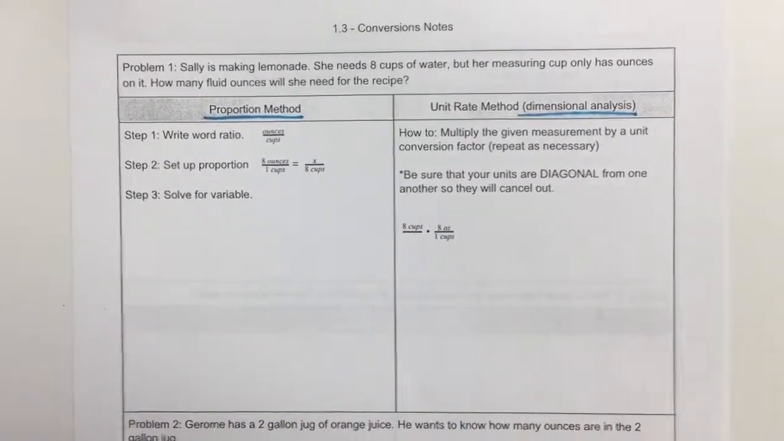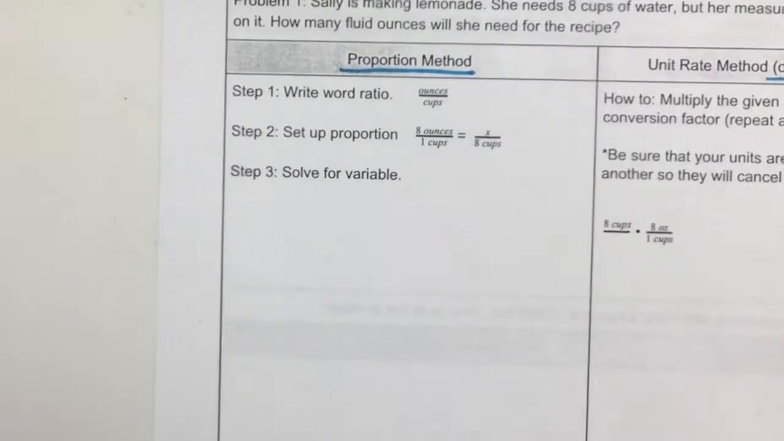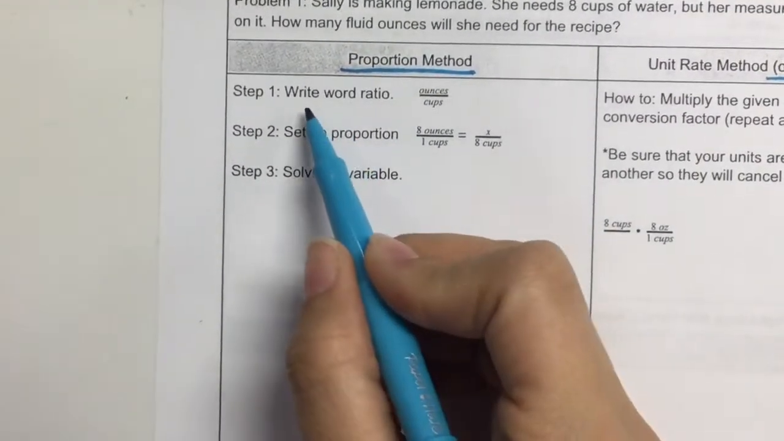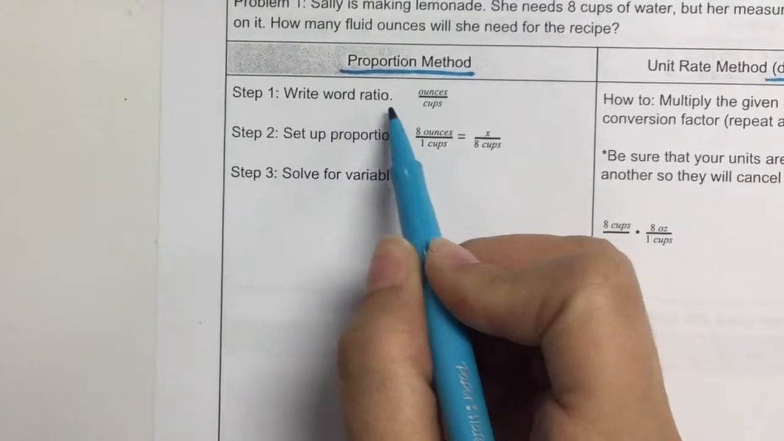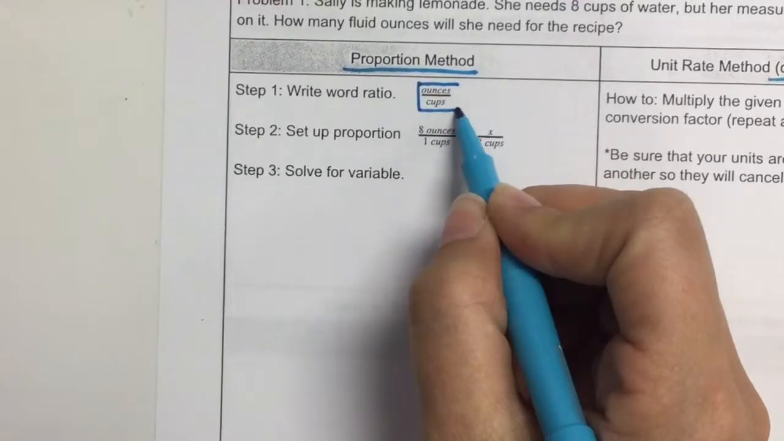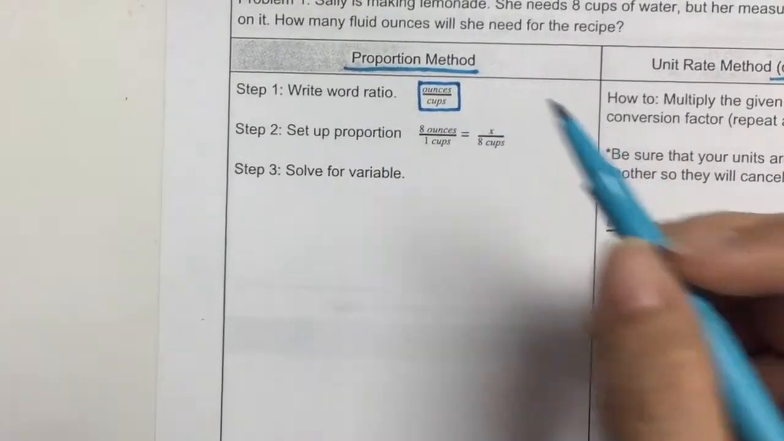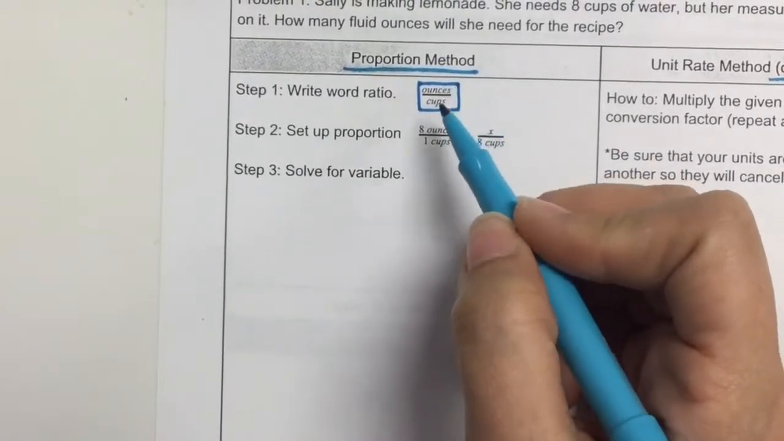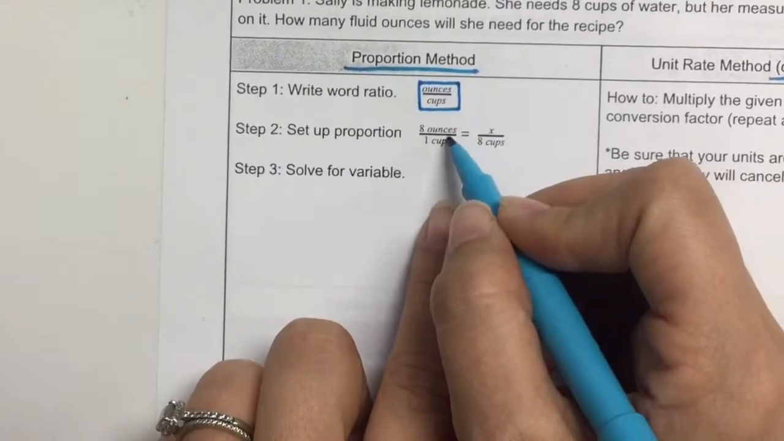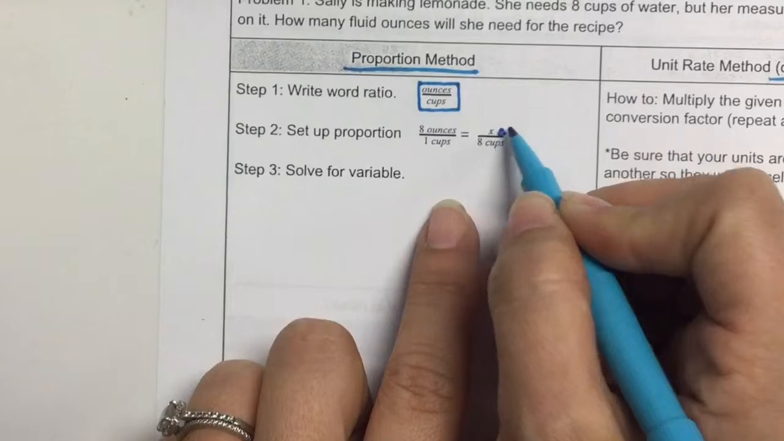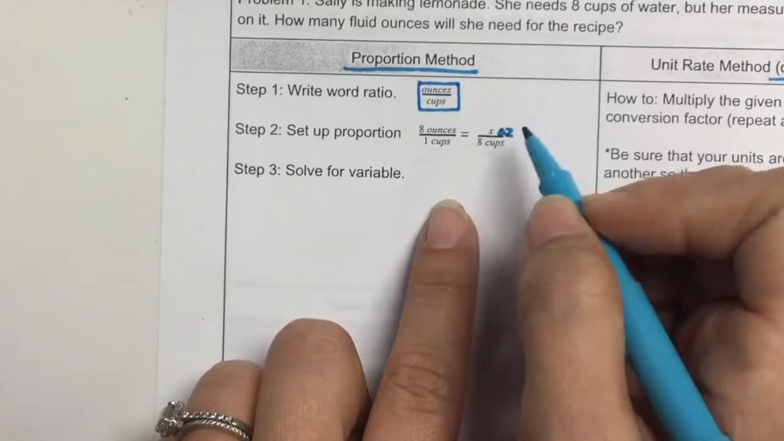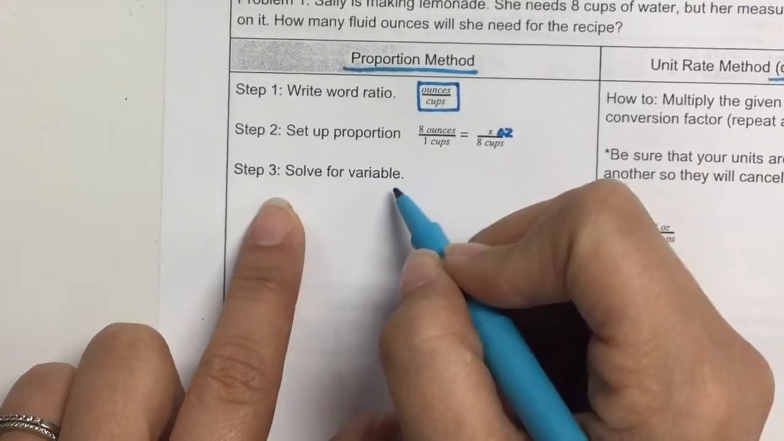We're going to start just on the proportion method, so let's go ahead and focus on this one and write along with me on your sheet as we go. The first thing you want to do is write the word ratio. Just like we know with proportions, it's so important to think about our labels. We're considering ounces and cups. Then we're going to set up the proportion. Notice ounces, cups, this is going to be ounces and cups, and this is the short version of ounces. And then we're going to solve for a variable.